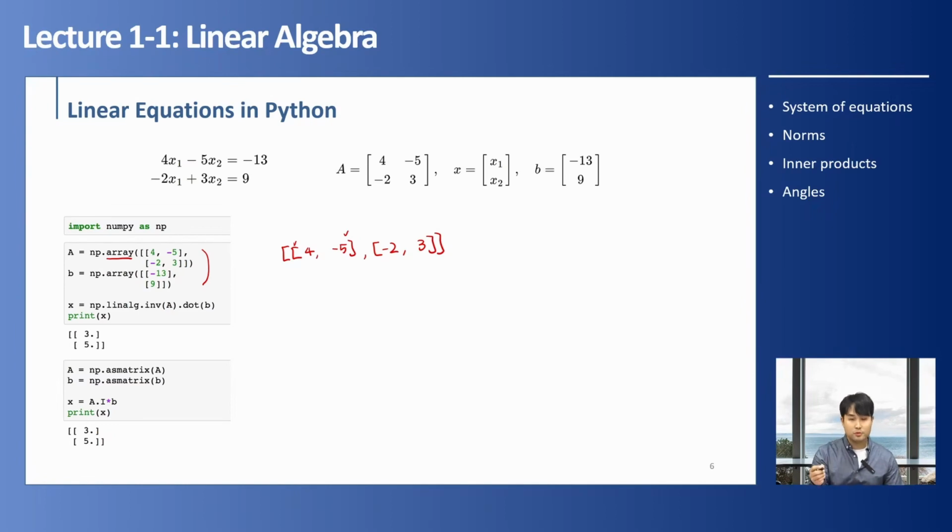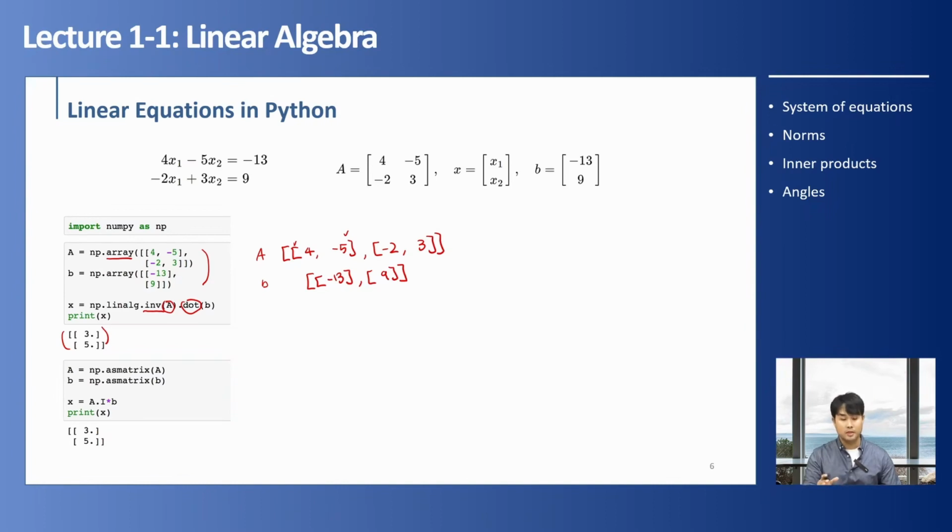The same holds true for B, and because it is a column vector and we only have one element per row, B becomes the following. Once we've defined both A and B, we can use NumPy's dot inverse to compute the inverse of A, and to compute the product between a matrix and vector, or a matrix and matrix, we use NumPy's dot function. And in turn, you can see that we solve for the same solution.